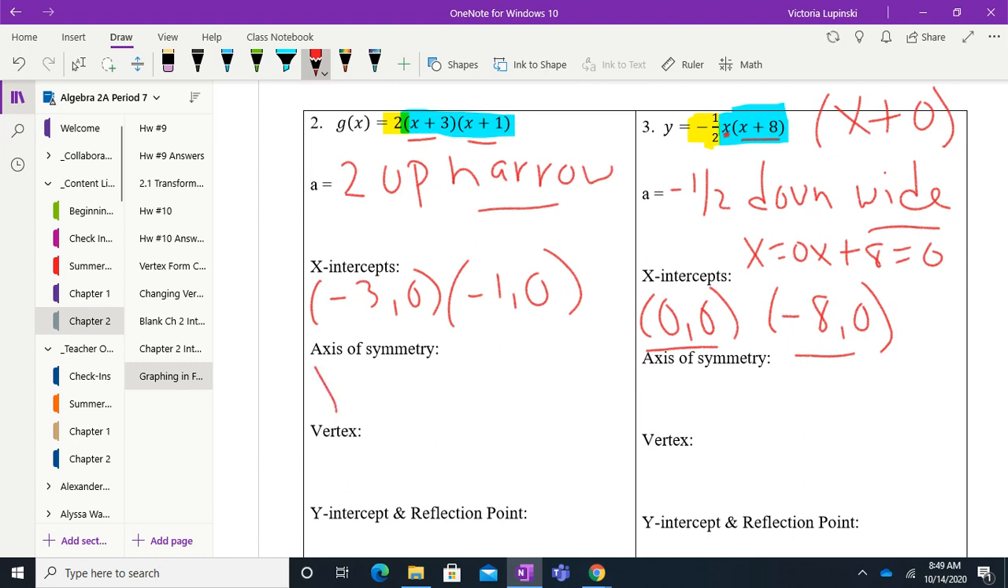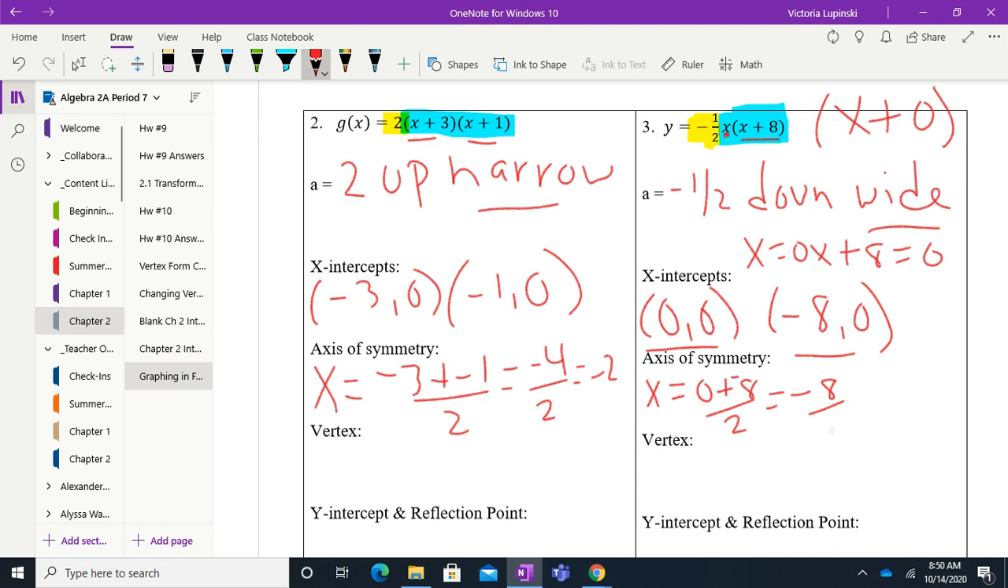To find your axis of symmetry, remember that you're going to do P plus Q divided by 2. So negative 3 plus negative 1 divided by 2. Do the numerator first. That's going to be negative 4 divided by 2, which is, of course, negative 2. When I go to do my axis of symmetry on the right, 0 plus negative 8, negative 8 divided by 2. That's going to be negative 8 divided by 2, which is going to be negative 4.